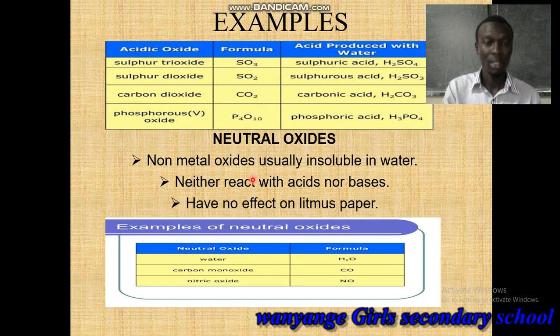Now, they also have no effect on litmus paper, meaning that even if you dip blue litmus paper, the color remains blue. If you dip red, it will remain red. They have no effect. What are they? We have water, which is an oxide of hydrogen, and the formula is there. We have carbon monoxide, which is an oxide of carbon. And then we have nitric oxide, which is nitrogen monoxide, and the formula is also there.